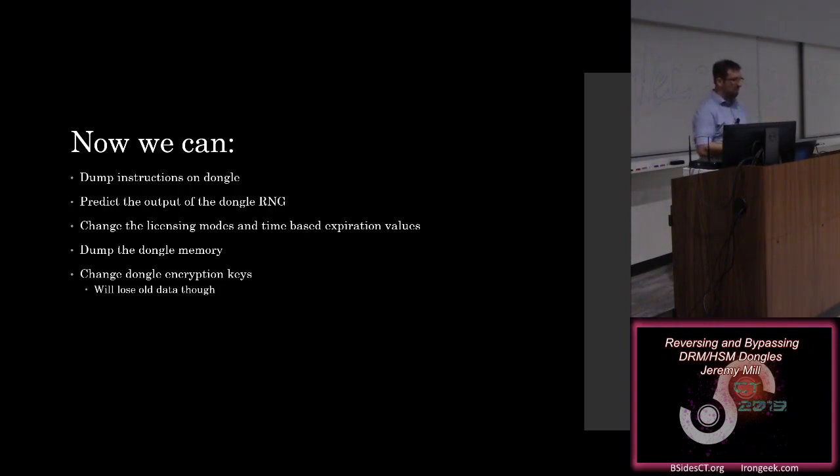That was easy. We can predict the output of the dongle-based random number generator. If the software that's using this was relying on that random number generator to do anything, especially if it was cryptographic, it was probably owned anyway because this is bad. You can also change those licensing modes and the time-based expiration values so you're licensed for all of the features forever. You can dump or change the dongle's memory, and you can change the dongle encryption keys, but you can't view them. So you can change those keys, but you'll lose any of the old data that was encrypted by it.